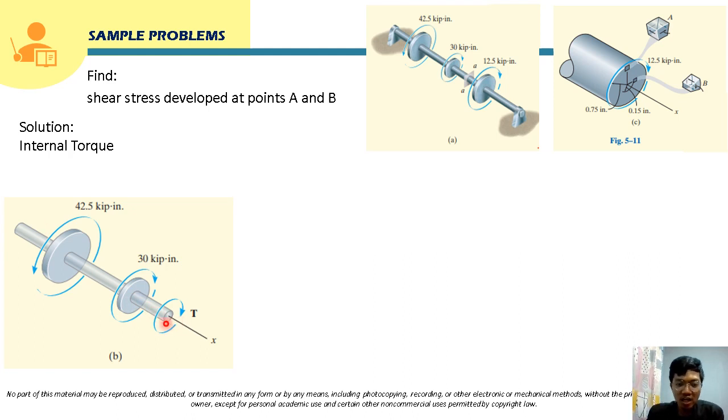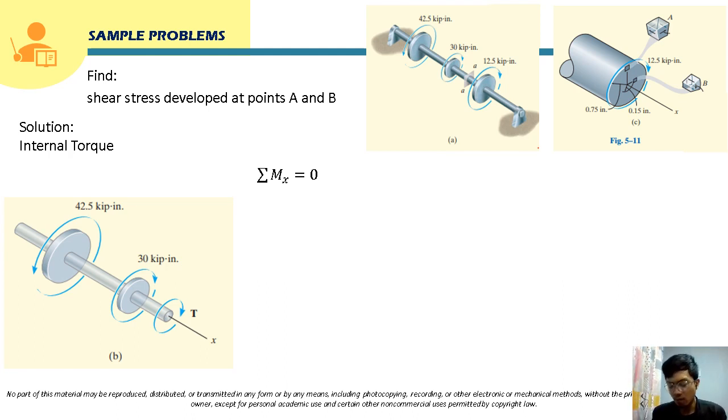In the cut section, there will be an internal torque T here, and we are going to assume that the internal torque T is clockwise. That's just our assumption. To solve for this internal torque T, we are going to use the equilibrium equation. This is just like summing up moments, since torques are moments. So we are going to sum up moments about the x-axis.